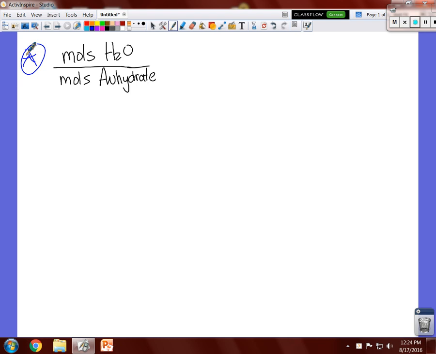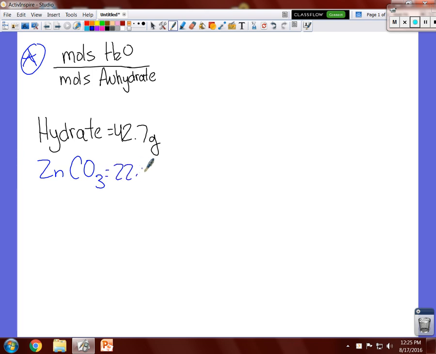Fantastic. So let's reread the question. It says a 42.7 gram sample of this hydrate contains 22.93 grams of zinc carbonate. So let's think about this. They tell you that the hydrate is 42.7 grams, and then they tell you that the zinc carbonate is 22.93 grams. Does that make sense? So what is the rest of that 42.7? Water. Fantastic. So the rest of this stuff is the water.